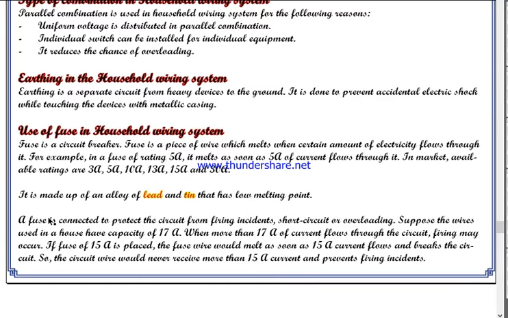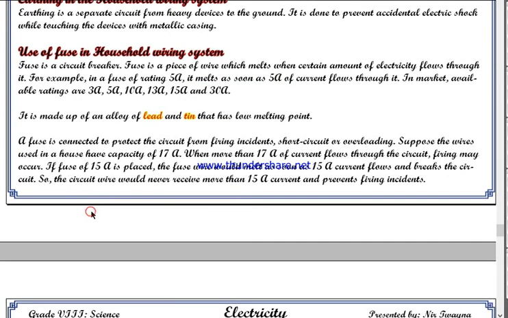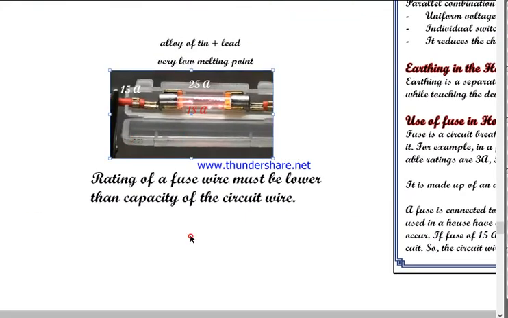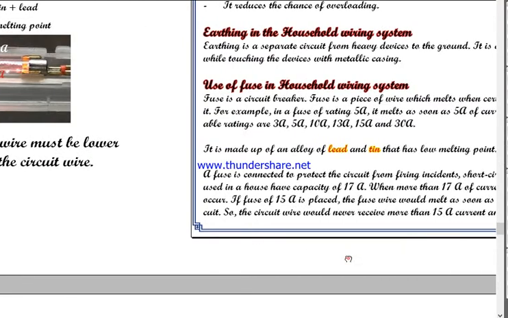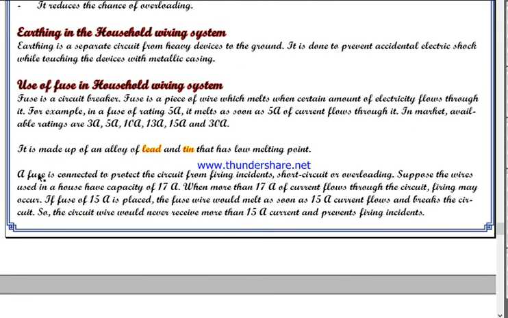Now, what is the purpose of keeping a fuse? That also you already know, isn't it? We have discussed that in detail over here. Let's see the note. A fuse is connected to protect the circuit from firing incidents, short circuit or overloading. Because of short circuit and overloading, firing incidents might occur.